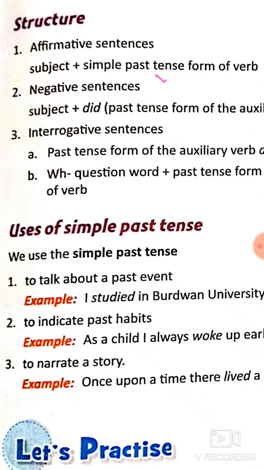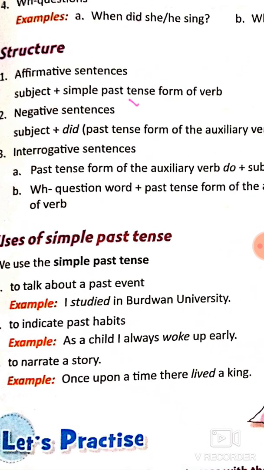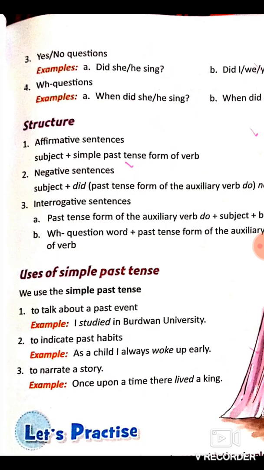So, to talk about a past event, let's see the example given here. I studied in Burdwan University. So, this is an action which happened in the past. To indicate past habits, as a child, I always woke up early. So, this again refers to an action which was done habitually only when I was a child. To narrate a story, once upon a time there lived a king. You know, this is a very common beginning line that we begin sentences with. Many such narratives are written in the past form of the verb.